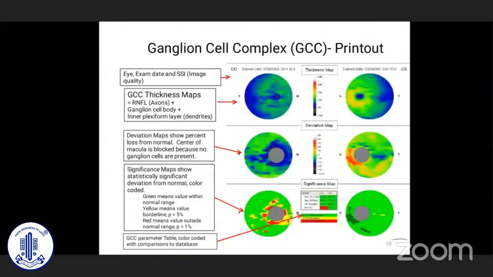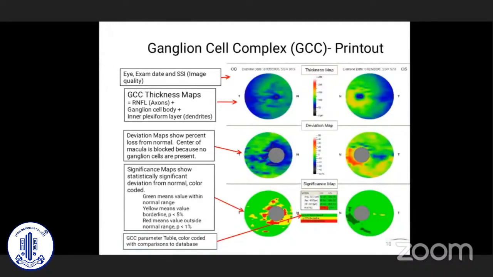And I told you the importance is that they are affected in glaucoma. That is why this GCC can be used to differentiate whether it's glaucoma or sometimes neurological causes, which may be producing a masquerade. This test can be used. Keep this in mind.